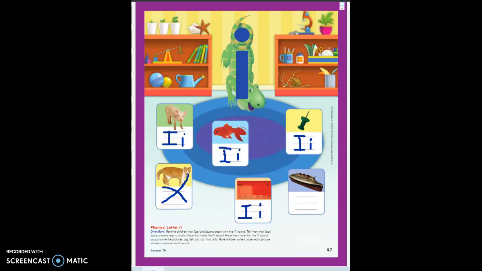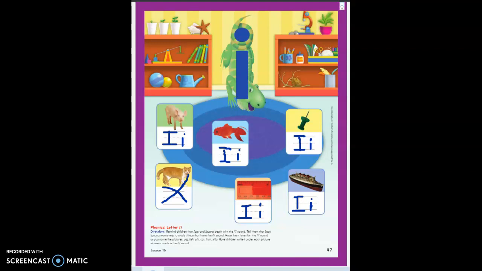This last picture, ship, ship. Do we hear an I in ship? Yes, at the beginning we hear sh, sh, right? In the middle we hear the I, and at the end we hear p, as in p, ship. So I want everyone on their whiteboards to write another I, capital I, lowercase I. Good. So we had to write I 1, 2, 3, 4, 5 times. Good job.